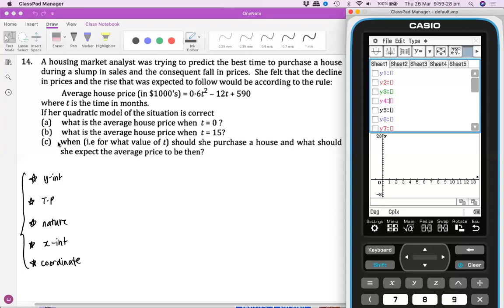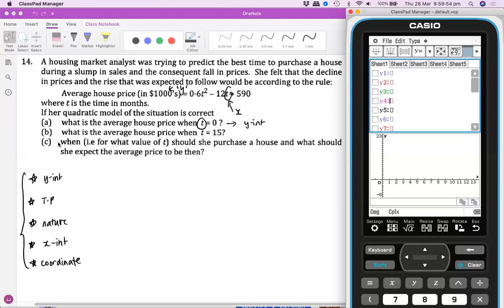What is the average house price for when T equals 0? In other words, T is basically our equivalent to X, and the average house price is our equivalent to Y. Now, T is equal to 0. That should be an indicator that if it's equal to 0, it's an intercept, a y-intercept. So this question is actually asking you to find the y-intercept of the graph.